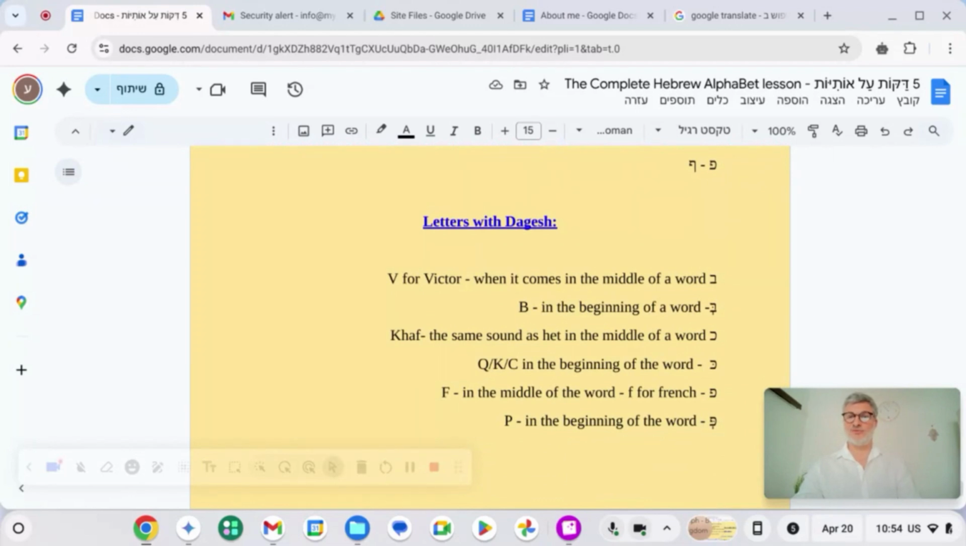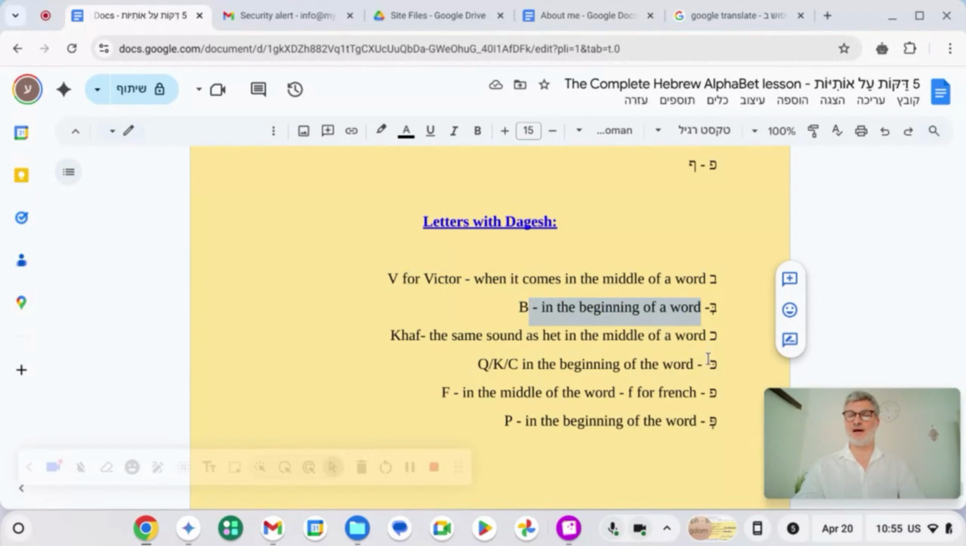Letters with the dagesh. We mentioned that the letters Bet, Pe, and Kaf are getting a dagesh when they show up in the beginning of the word. Let's go over it again. The letter bet, when it shows in the middle of the word or at the end of the word, will sound like V for Victor if it doesn't have a dagesh. The letter bet, when it comes in the beginning of the word, will sound like B for baby.